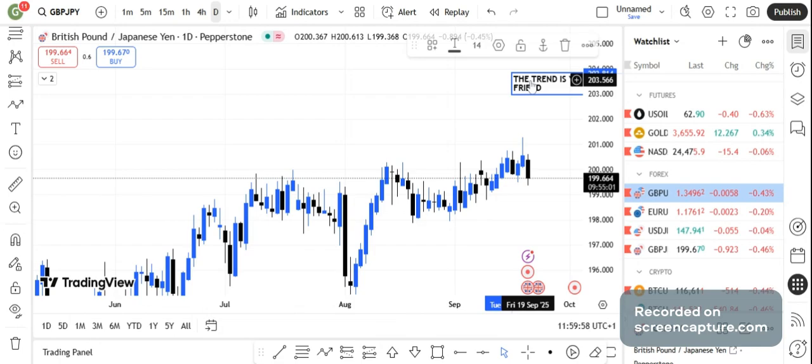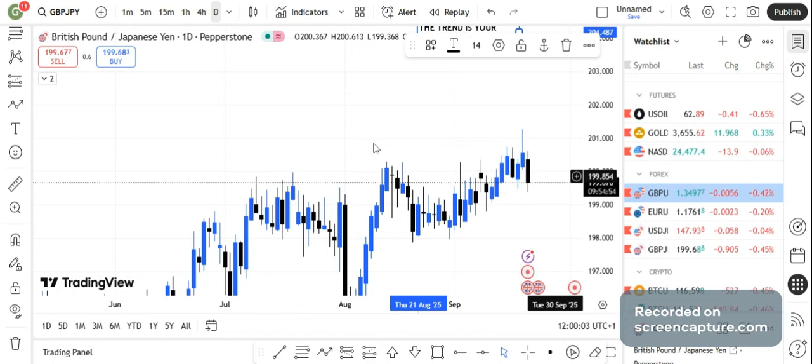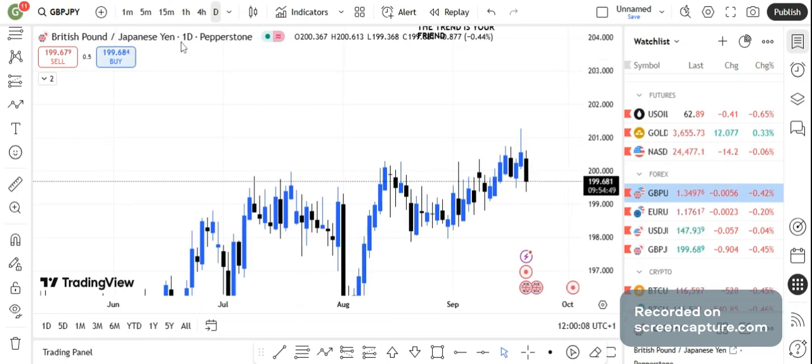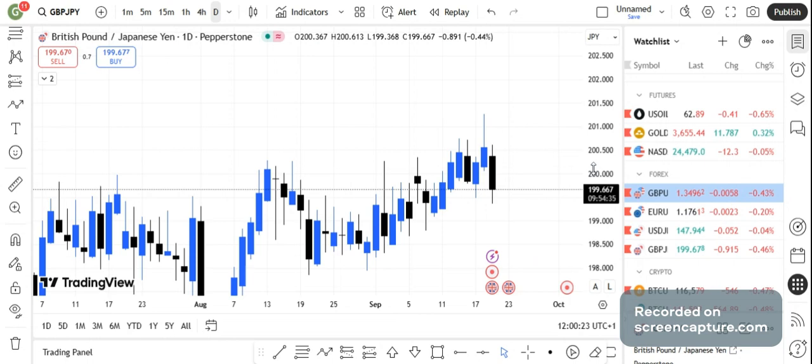So this is our chart. This is GBP USD. As you can see, we are currently on GBP USD, the British pound against the US dollar, and we are on the higher time frame, the daily time frame. Now, to do your analysis, we have to know the trend of the market. We have to know what price is currently doing.